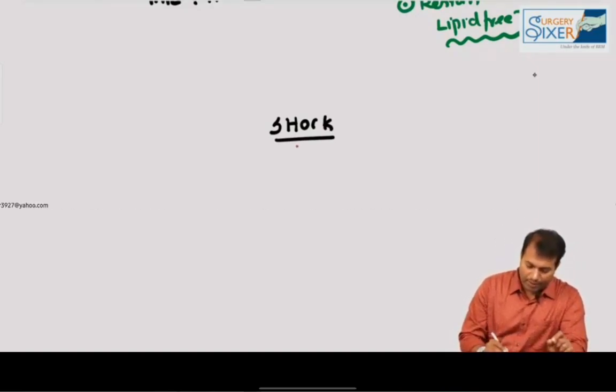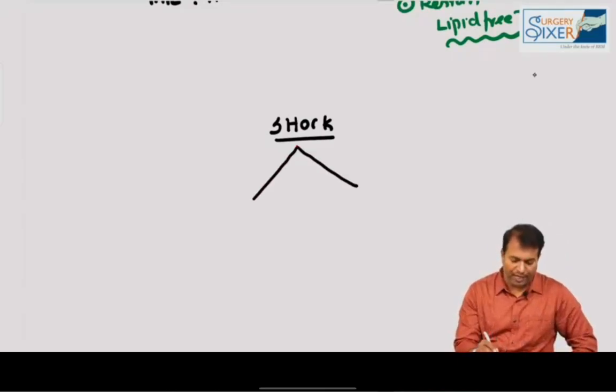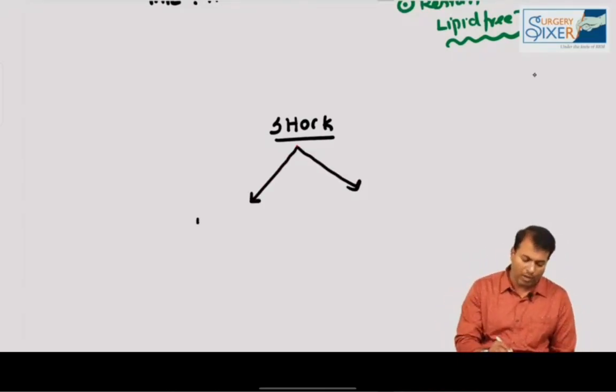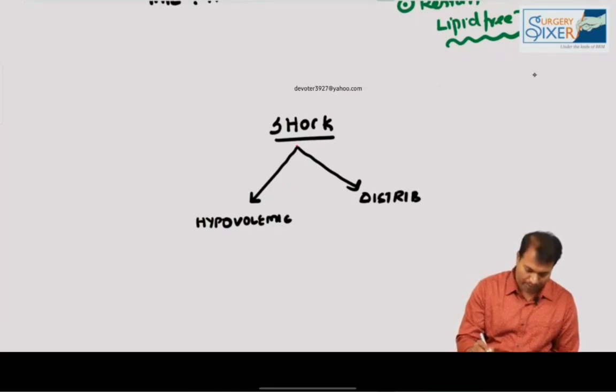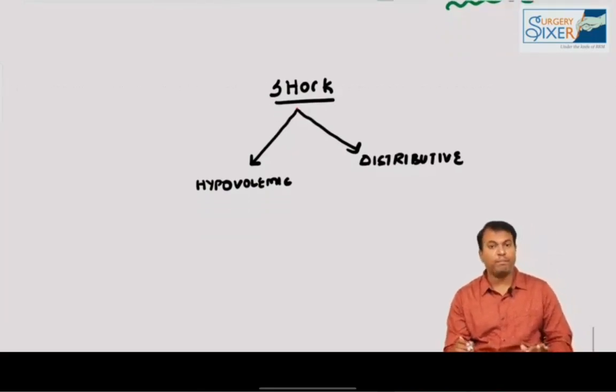In shock, there are many types of shocks which we surgeons are less interested in. As a surgeon, we want you to know two important types of shocks. What are the two important types of shocks? If you ask me, I will tell you in broad outline. One is hypovolemic shock. Another is septic shock, which is coming under the classification distributive shock. So distributive shock and hypovolemic shock are the two important shocks I want you to know in this topic.